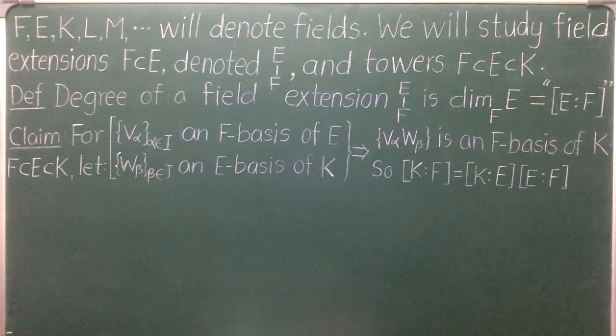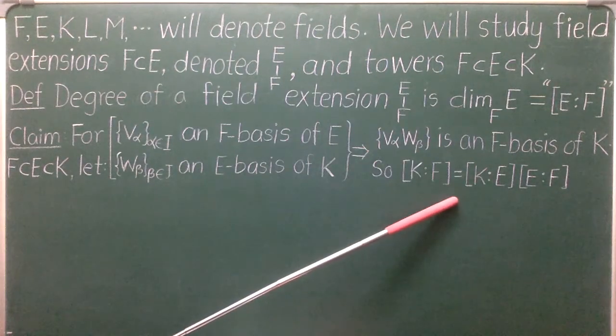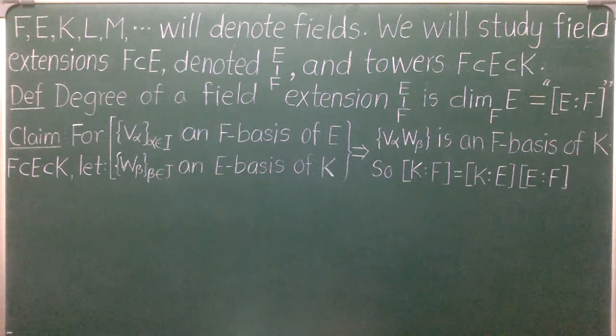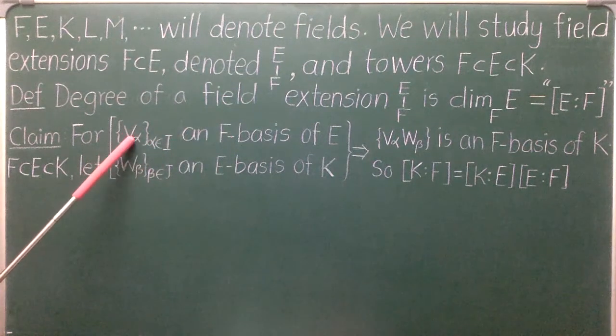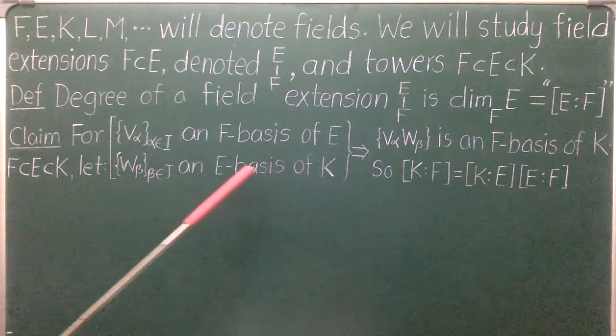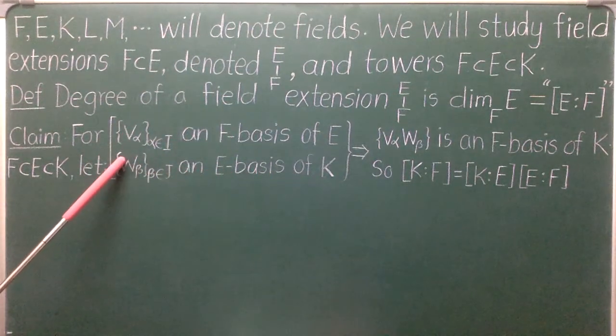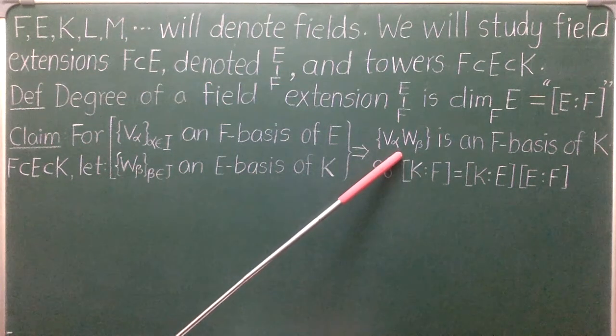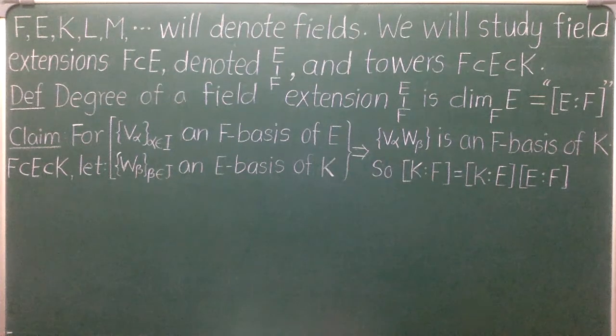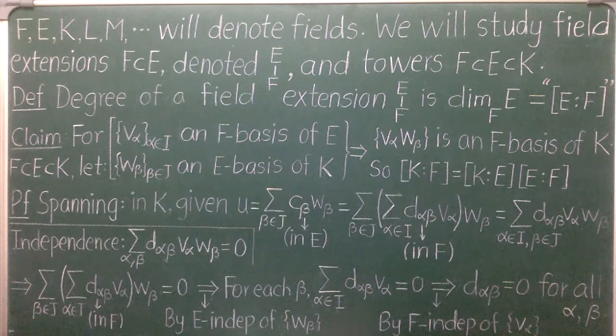The answer is that the degrees multiply, and the reason is simple. If I start with a basis of E over F consisting of V's and a basis of K over E consisting of W's, then all the pairwise products of V's and W's give a basis of K over F. The proof that this is a basis is straightforward, so you should do it now. It may look like a mess, but you just follow your nose.